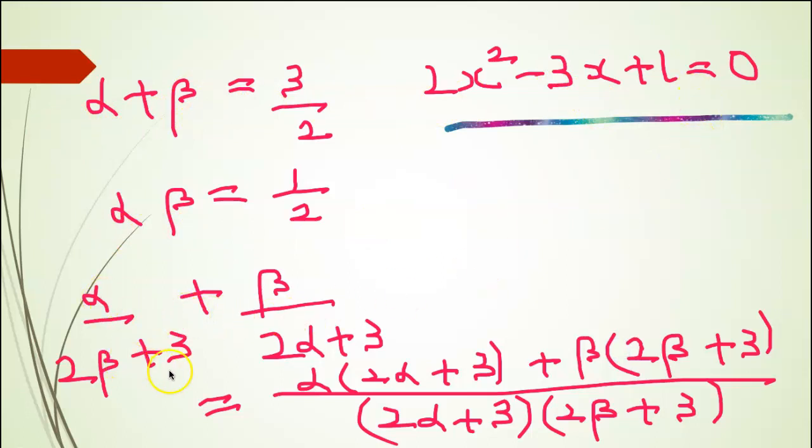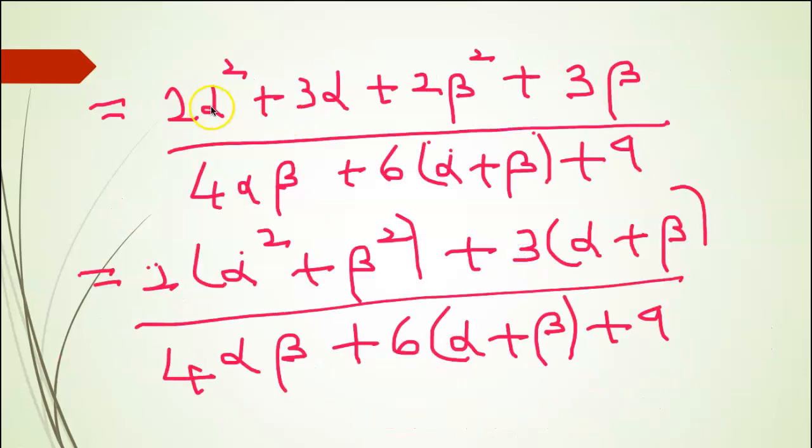So alpha by 2 beta plus 3 plus beta by 2 alpha plus 3 will give you alpha into 2 alpha plus 3 plus beta into 2 beta plus 3, by the LCM, which is 2 alpha plus 3 into 2 beta plus 3. That will give you 2 alpha squared plus 3 alpha plus 2 beta squared plus 3 beta by 4 alpha beta plus 6 into alpha plus beta plus 9. That is 2 into alpha squared plus beta squared plus 3 into alpha plus beta by 4 alpha beta plus 6 into alpha plus beta plus 9.